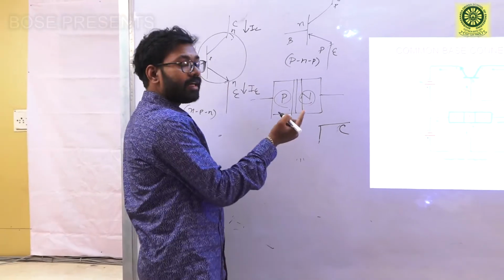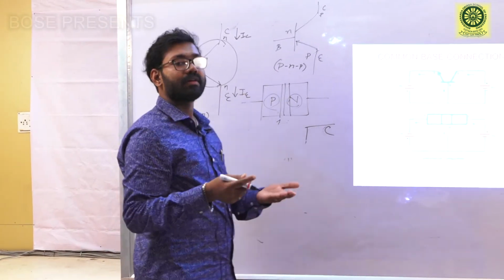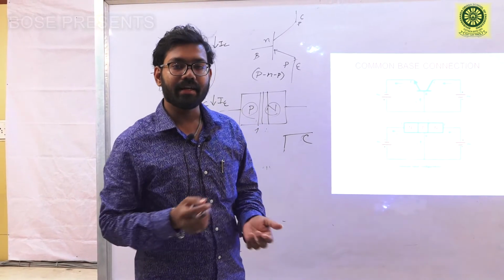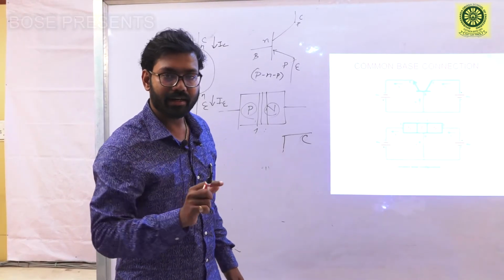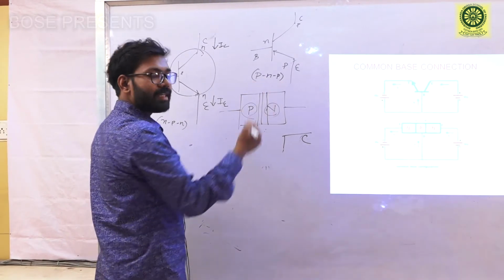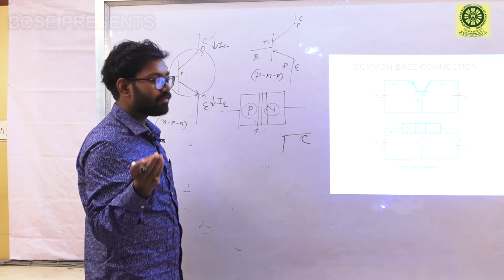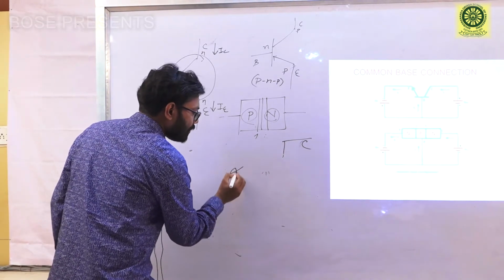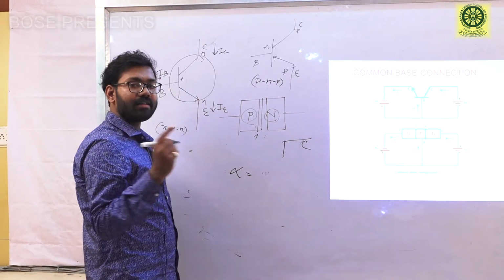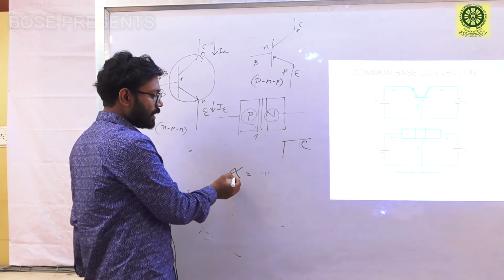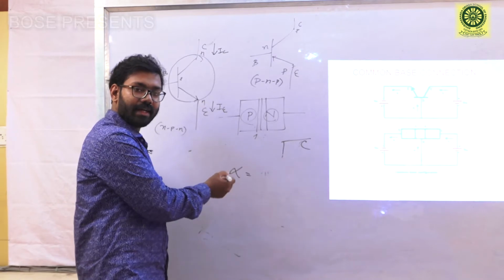We are considering current gain. What does gain mean? It is output by input. We are considering current gain, meaning current output by current input, for the common base configuration. For common base configuration, the symbol we use for current gain is alpha. So alpha is the common base current gain.